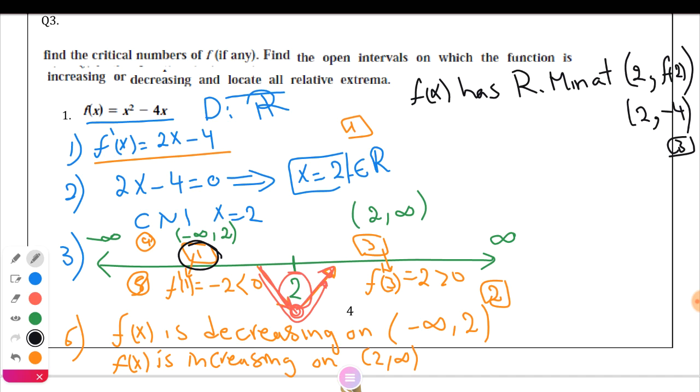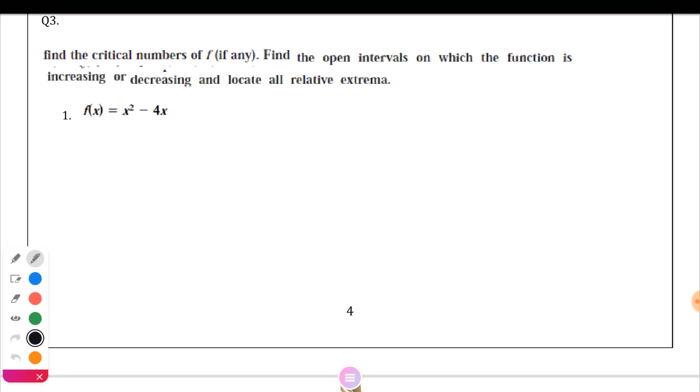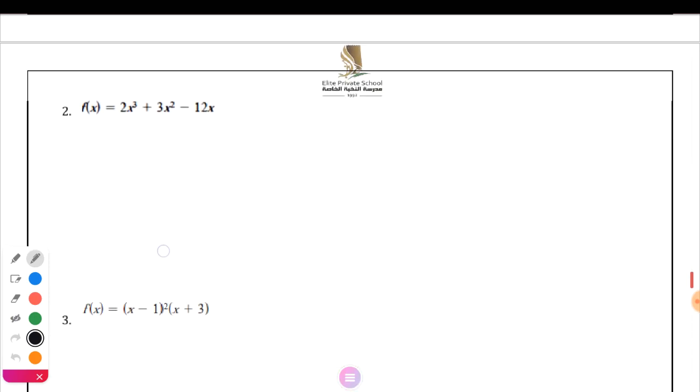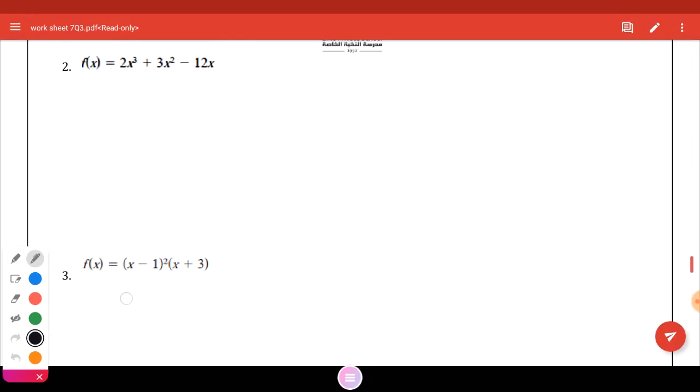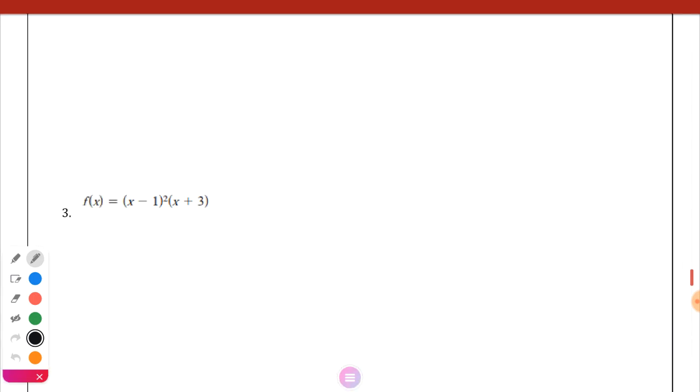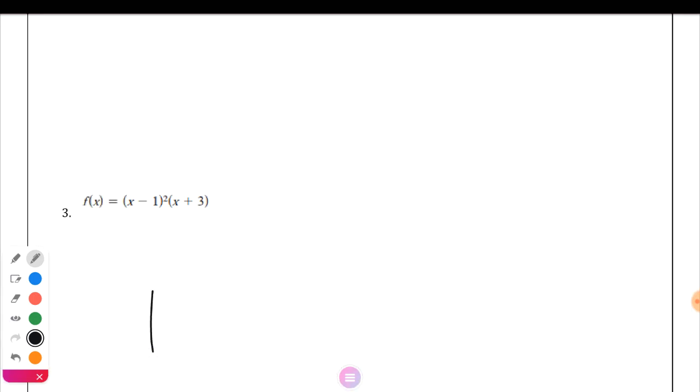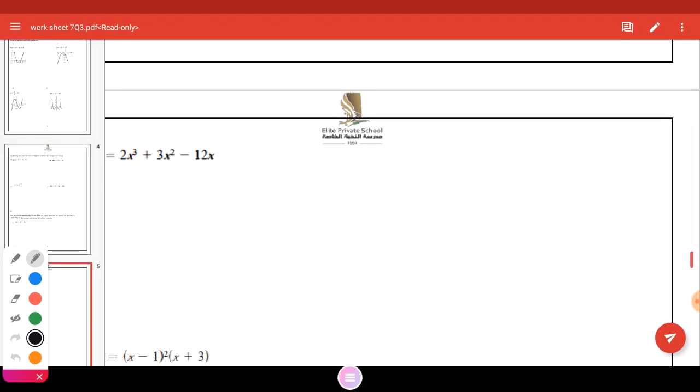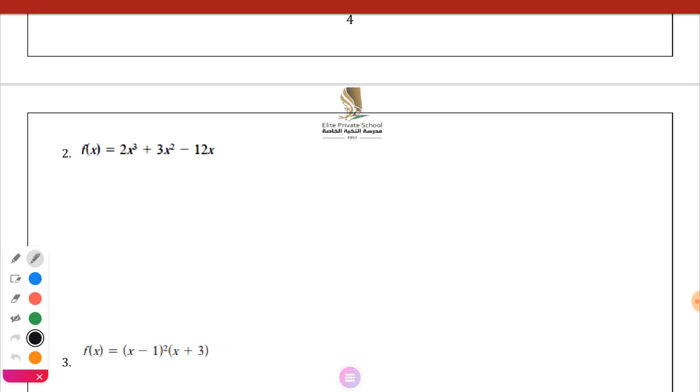Okay? Now, I'll solve part 3 because when we were in the live session, your friends asked me to solve number 3. I know it has long steps, but no problem. For number 2, it is a polynomial, so easy, like the previous one. Follow the steps as we did in the previous one.